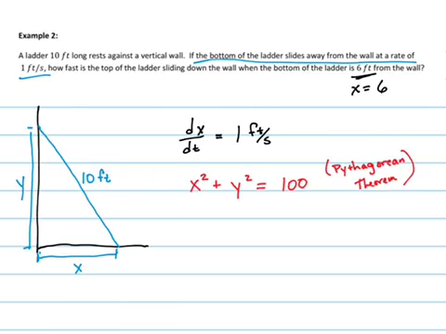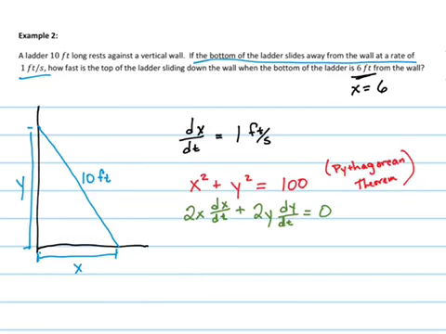So let's start by taking the derivative of each side. We're going to use implicit differentiation and the chain rule here. And the reason we're applying the chain rule is because we're taking derivatives with respect to t rather than derivatives with respect to x or y. So when we take the derivative on each side, the derivative of x squared is 2x, and we've got to throw in a dx/dt. The derivative of y squared is 2y, and we've got to throw in a dy/dt. And the derivative of 100 is 0.